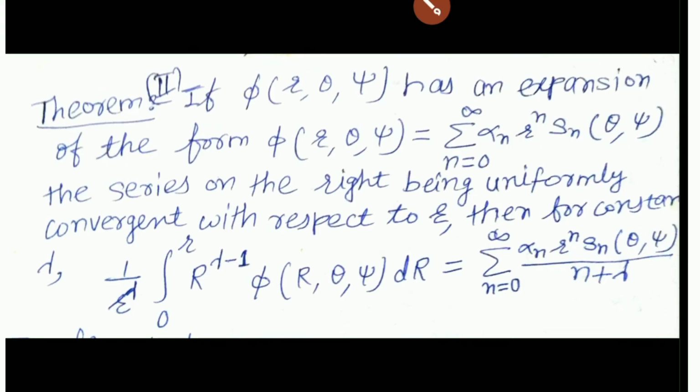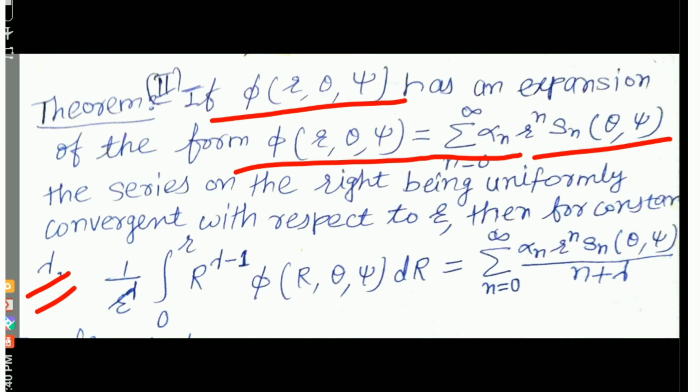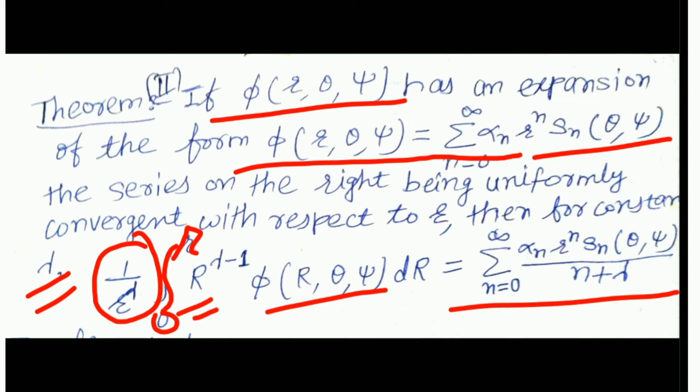Therefore this function satisfies the Laplace equation, and so this is the harmonic function. Now we'll see the next theorem. If φ(r, θ, ψ) has an expansion of the form φ = Σ (n=0 to ∞) αn r^n Sn(θ, ψ), the series on the right being uniformly convergent with respect to r, then for constant lambda, 1/r^λ ∫ from 0 to r of R^(λ-1) φ(R, θ, ψ) dR is equal to Σ (n=0 to ∞) αn r^n Sn(θ, ψ)/(n+λ). We want to prove this.